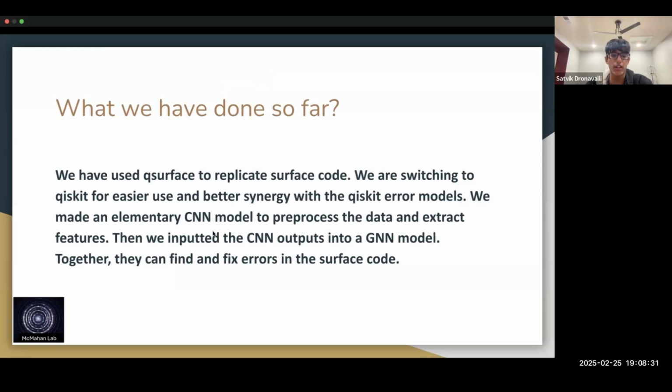We've currently made an elementary CNN model to pre-process the data and extract features, with predictions for confidence values for where the errors might be. And then we inputted the CNN outputs into a GNN model, which learns all the connections and makes final outputs on where errors are probably going to be. And then together they can find and fix errors in the surface code.